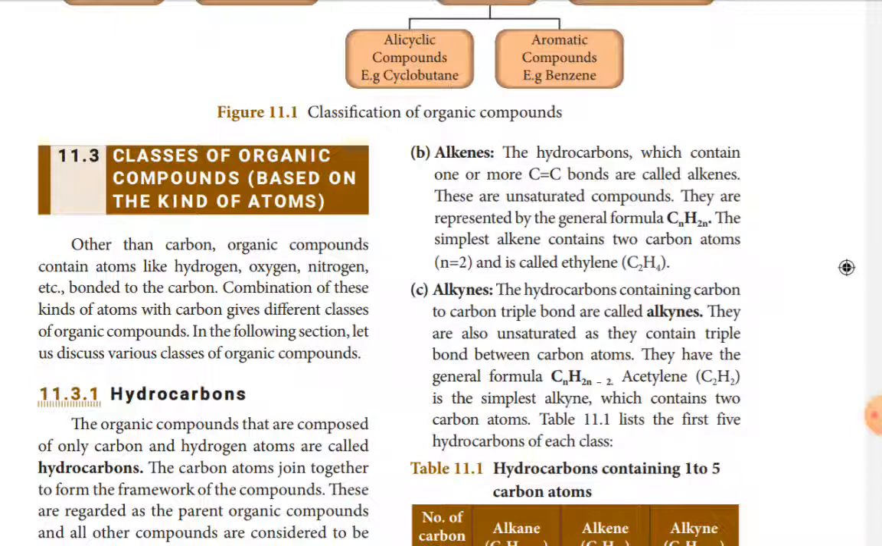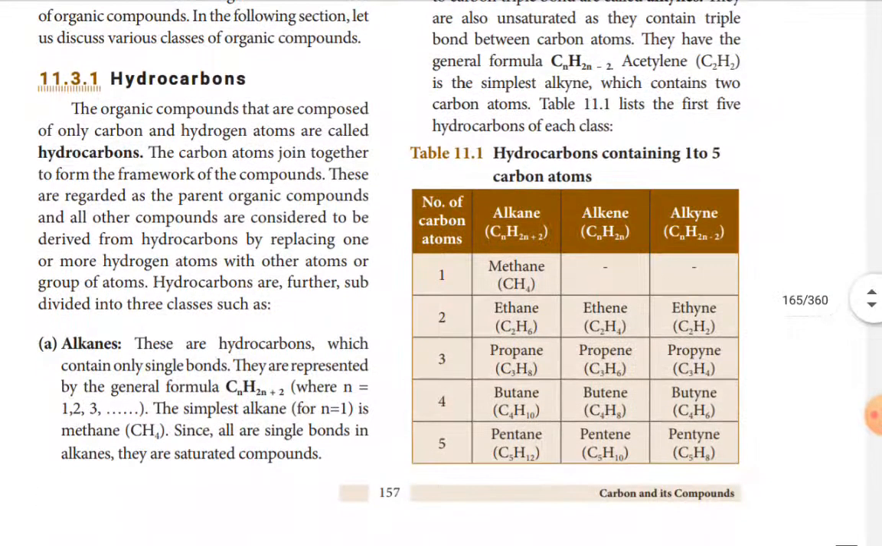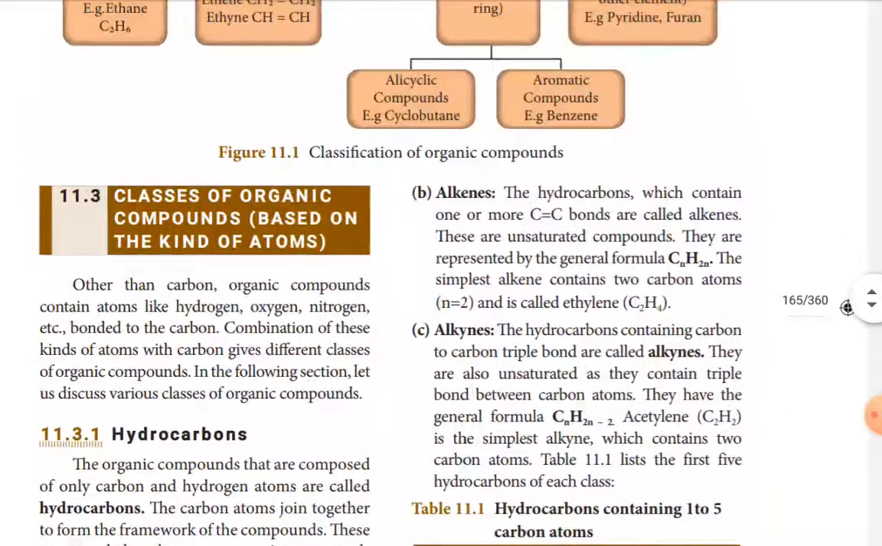Alkane general formula CnH2n+2, where n is equal to 1, 2, 3. We can give numbers to derive different compounds. The first compound is methane. Then alkene general formula CnH2n, and here a carbon-carbon double bond exists. Similarly, n value is 2, 3, 4. The first compound is ethylene.